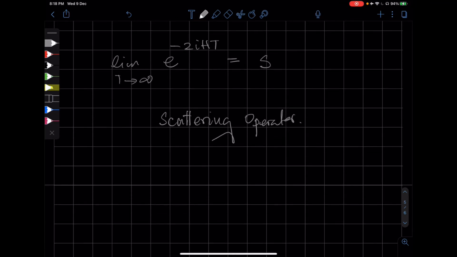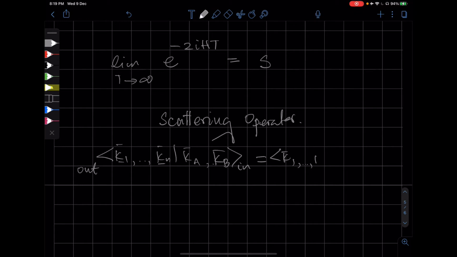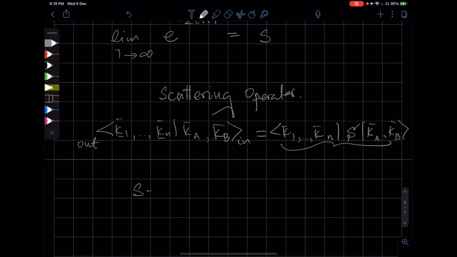And these matrix elements, which are ⟨k1 ... kn| out and |ka kb⟩ in, are the matrix elements ⟨k1 ... kn| S |ka kb⟩. So these matrix elements are called the S matrix elements, or in short, the S matrix.